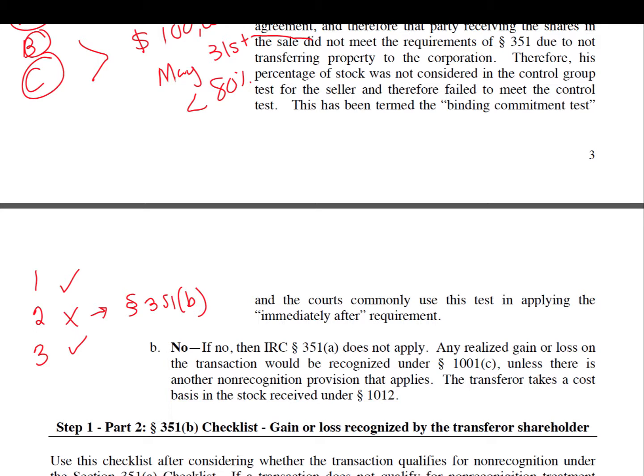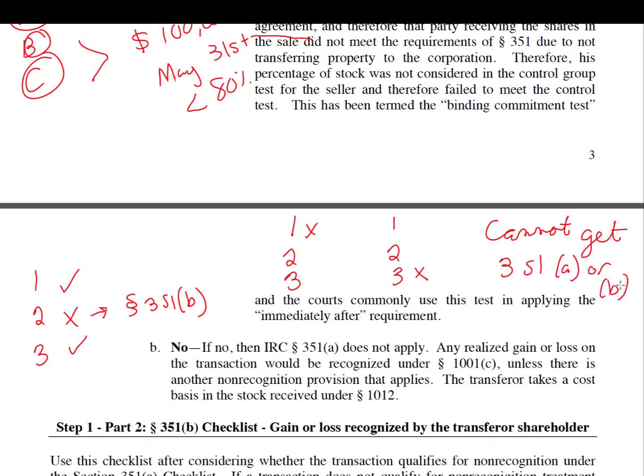But if you fail requirements 1 or 3, if you fail either one, you cannot get 351A or B. And then what's the result?